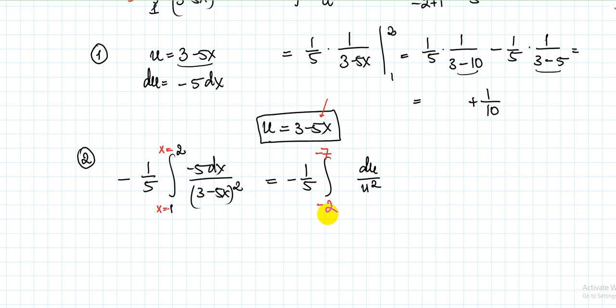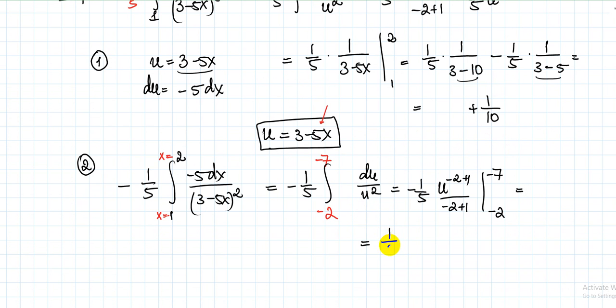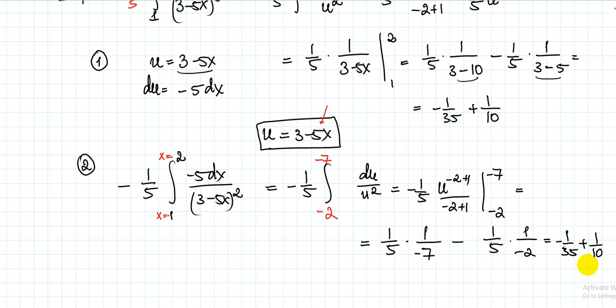Either you do this at the end by resubstituting, or you do this immediately. So this will be equal to minus 1 over 5, of u to the power of minus 2 plus 1 divided by minus 2 plus 1. We need to put the values minus 2 and minus 7. Okay? So this will be equal to 1 over 5 multiplied by 1 over minus 7 minus 1 over 5 multiplied by 1 over minus 2, right? So the answer will be again minus 1 over 35 plus 1 over 10. Okay, the same answer.